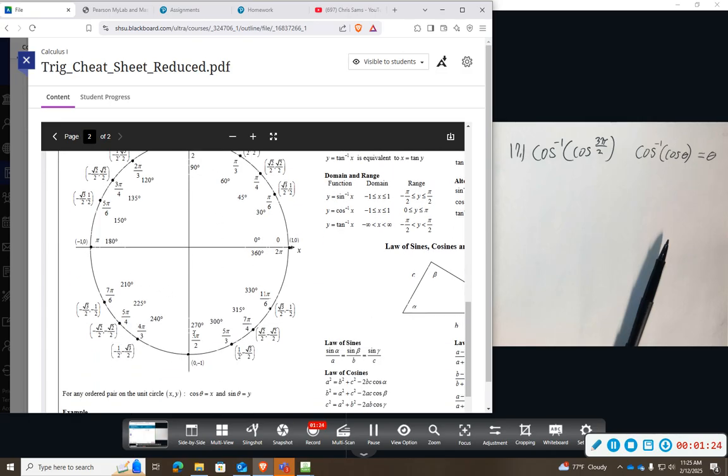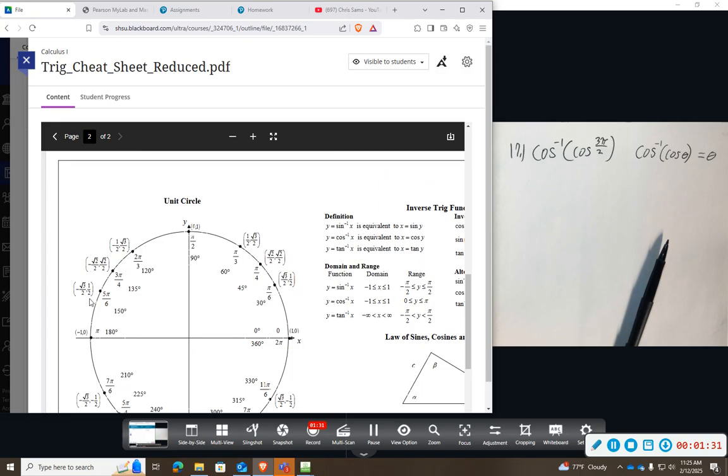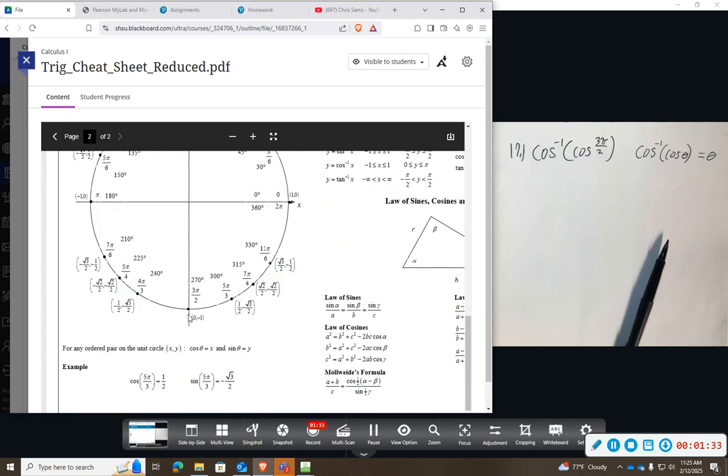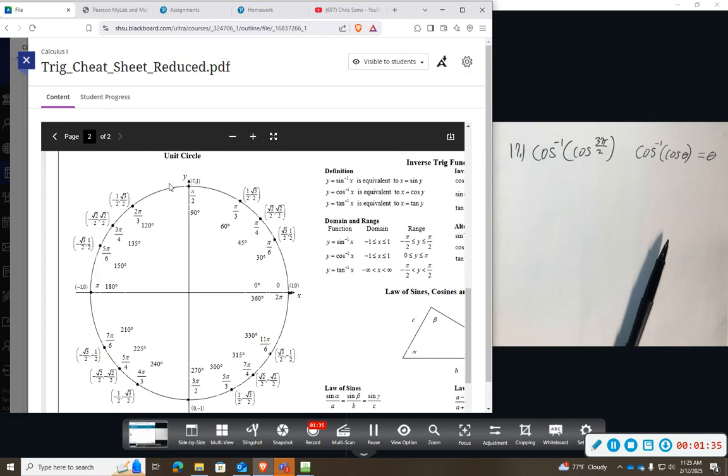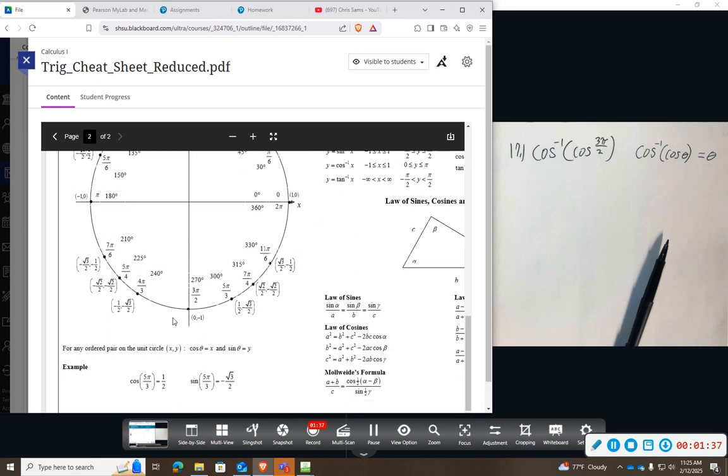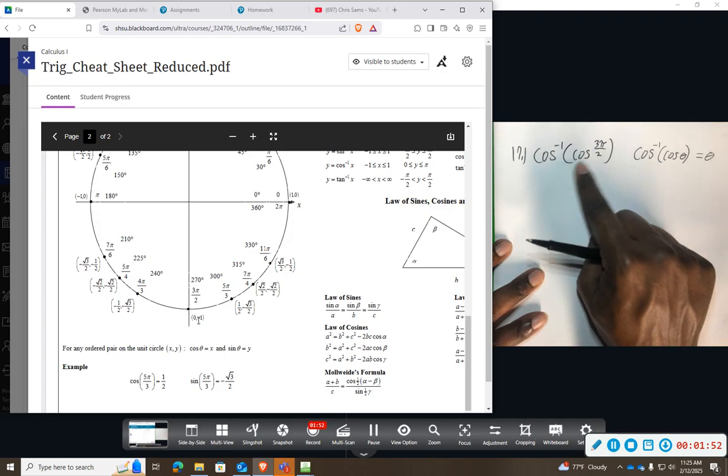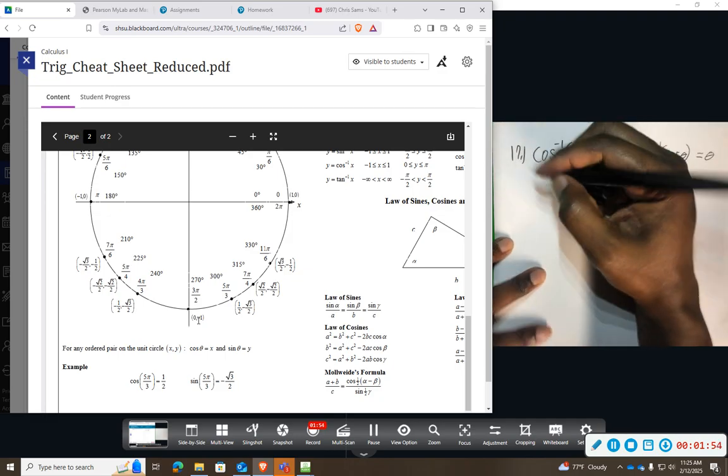3 pi over 2 is down here, so we have to find the corresponding angle. When we do cosine of 3 pi over 2, we end up here, which is outside of our domain restriction. So I have to look at the value. Whenever I evaluate cosine, cosine is the x, so you have an xy ordered pair. That gives us 0. So cosine of 3 pi over 2 is equal to 0.